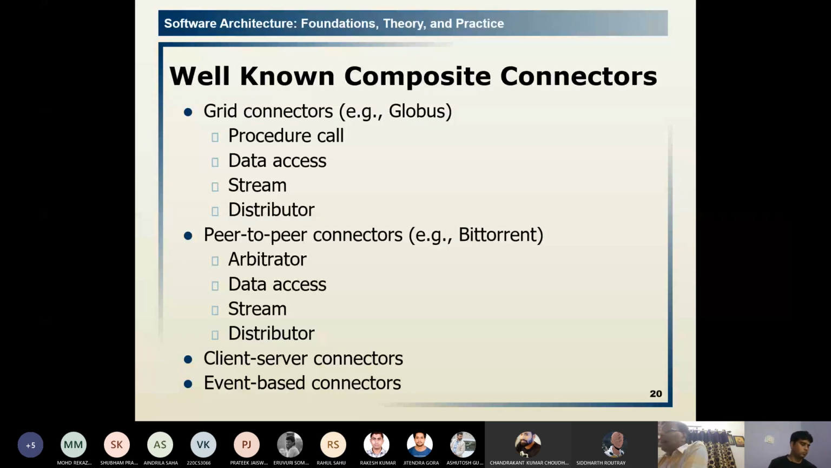Now, Rahul, you write down the client server connector. Okay. Peer to peer, BitTorrent. The grid connector, to whom did I give the grid? Sir, you said Globus. Yeah, Globus, that is the grid one. Yes, sir. Globus is the grid.